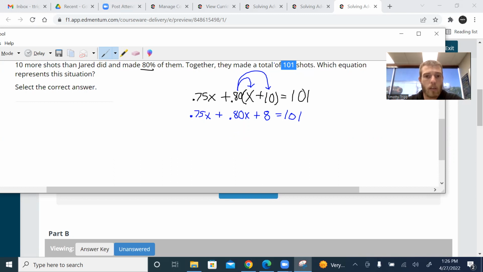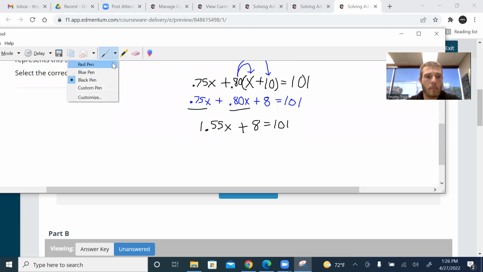So we can go and combine these x's together. Notice that we have a 0.75x and we have a 0.80x. Since they both have x, you can combine those together. So we're just going to add those together, and that's going to be 1.55x when you add those together. We still have a plus 8 equals 101.